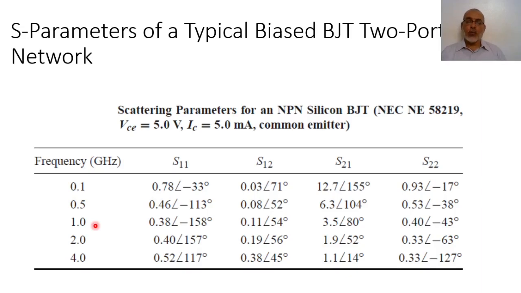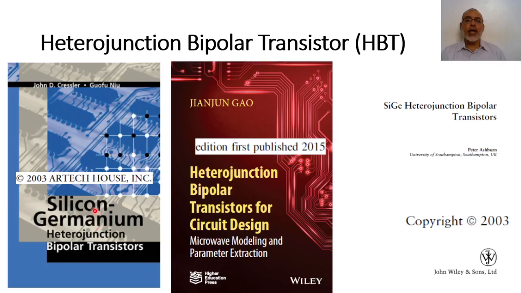Another type of bipolar junction transistor is the heterojunction bipolar transistor, which is abbreviated as HBT. And effectively, the heterojunction bipolar transistor is an extensive area of research in microwave engineering and semiconductor devices.